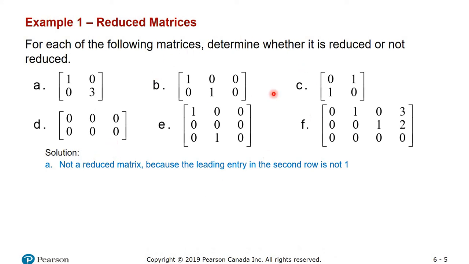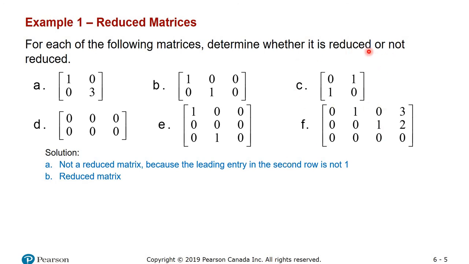So therefore, matrix A is not a reduced matrix. Let's look at matrix B. Have all the conditions been satisfied? There are no rows of zeros, so that's fine. Is the first non-zero entry in each row 1? Yes, that is true. And are the leading entries in each row to the right of the leading entries above it? Yes, it is also true because this one is on the right-hand side of the one that was above it. So that means matrix B is a reduced matrix.